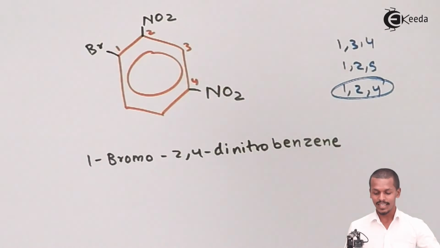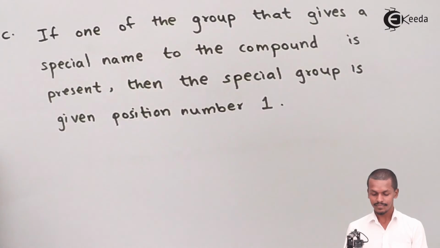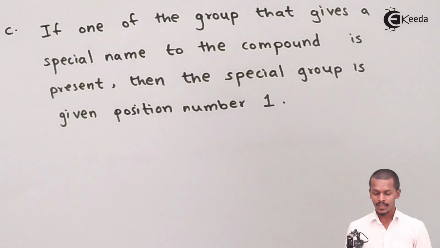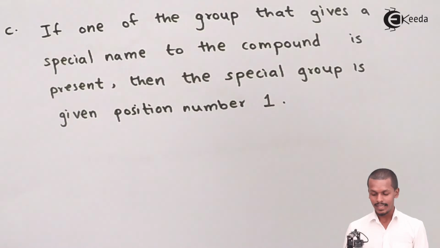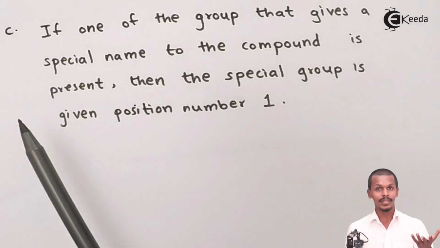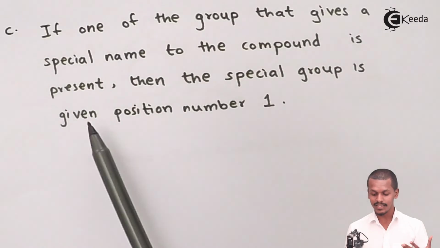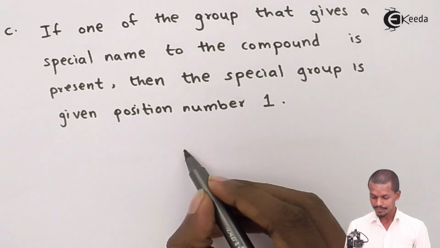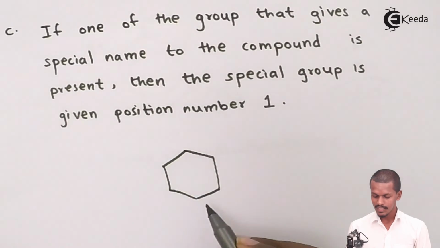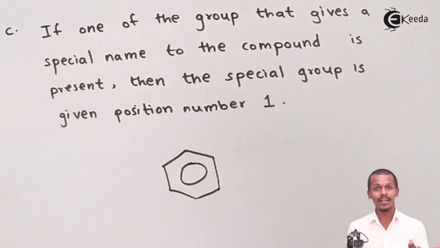And let us talk about the next one, this one. It says that if one of the groups gives a special name to the compound and is also present in the structure, then the special group is given the position number 1. Let me give you an example, which we did earlier also, but let me give another example with more than 2 substituents. Suppose this is the benzene that we have, and for which we have to give 3 substituents.